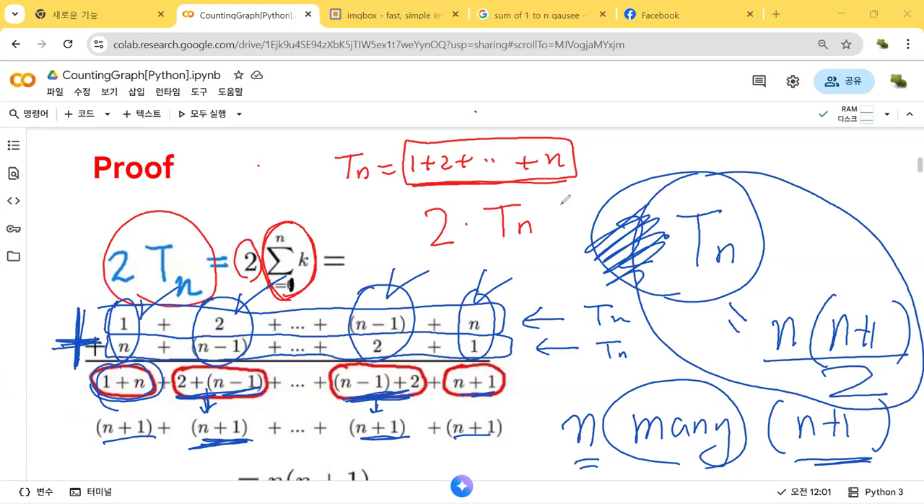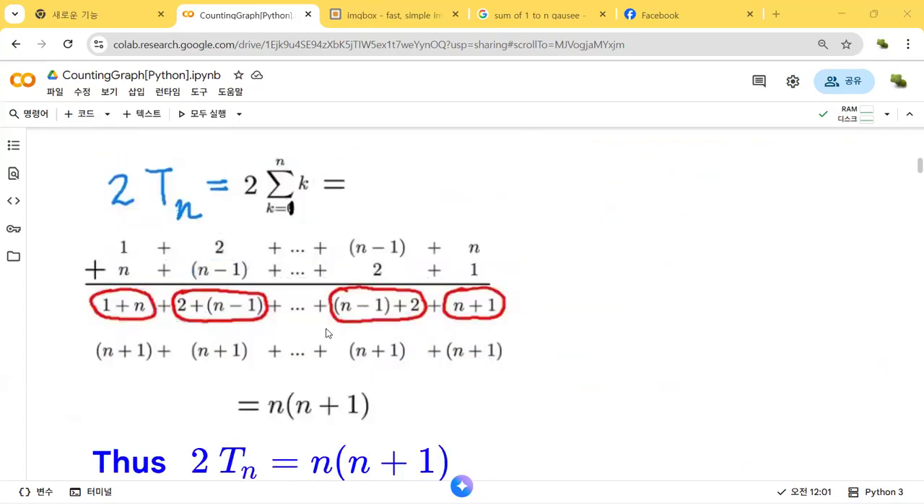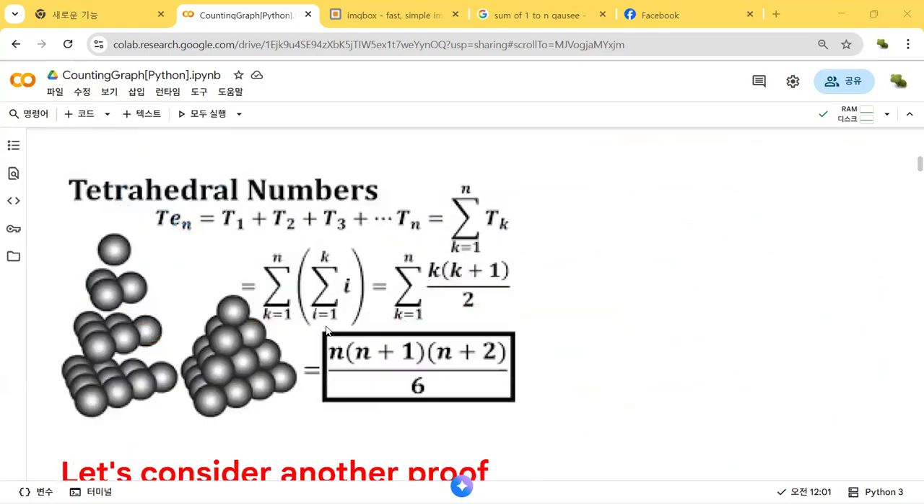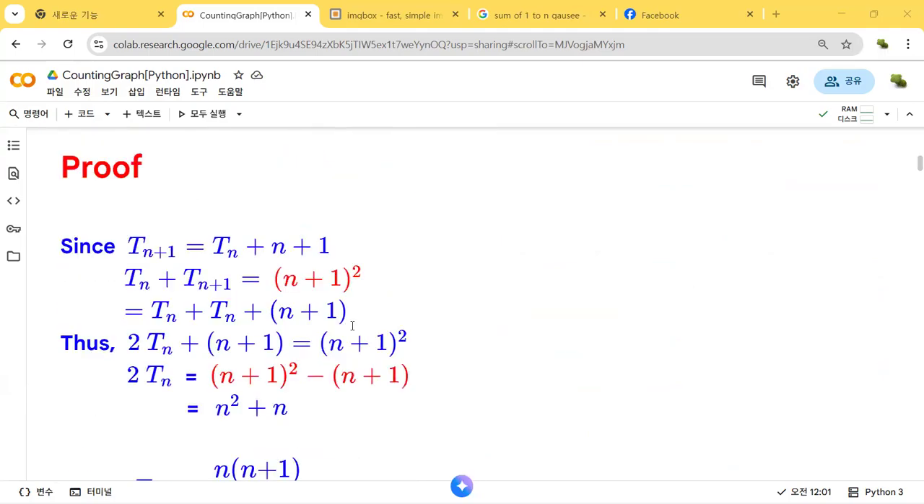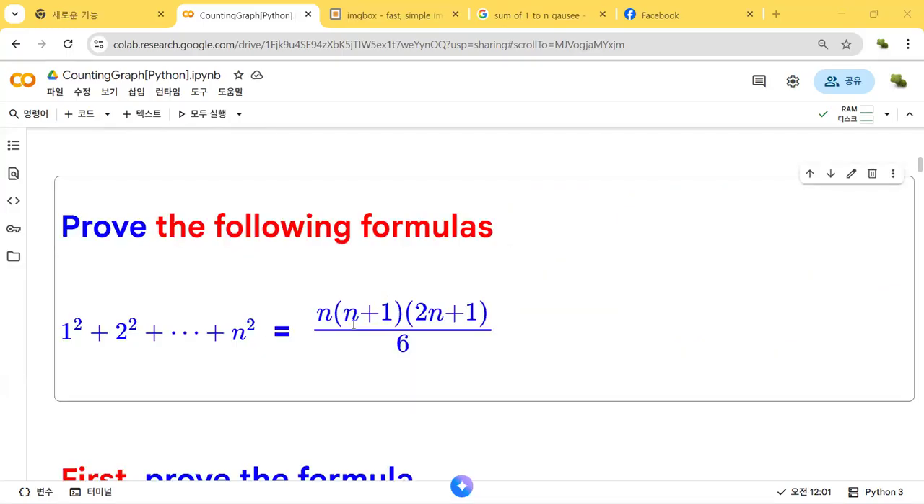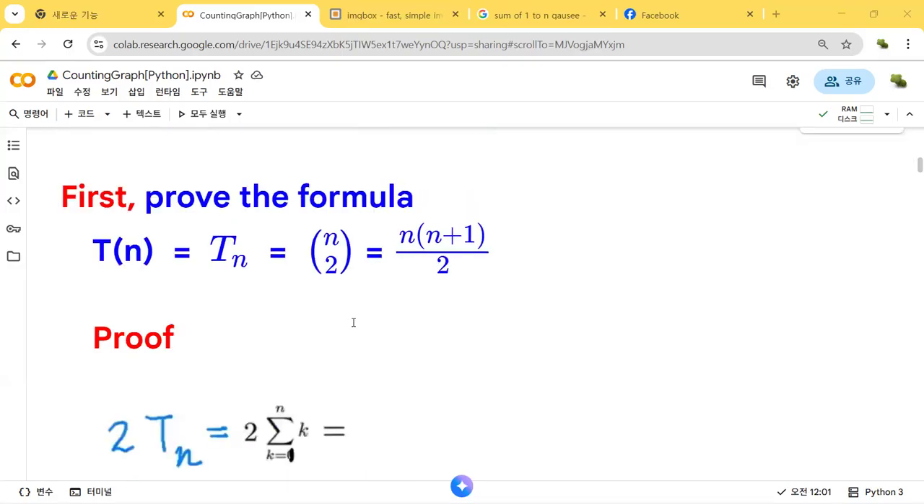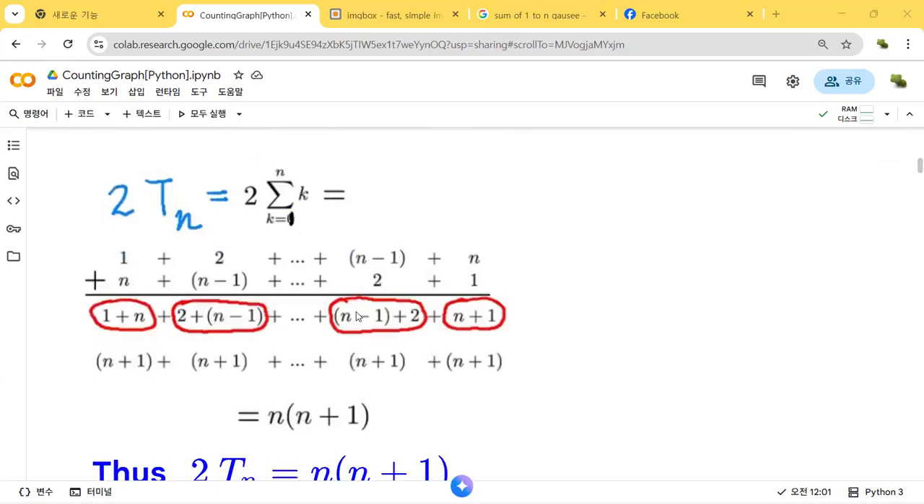So you can prove these triangular number formulas using this kind of method, or using this kind of method. Okay, so this is more intuitive. So this is the more intuitive proof.